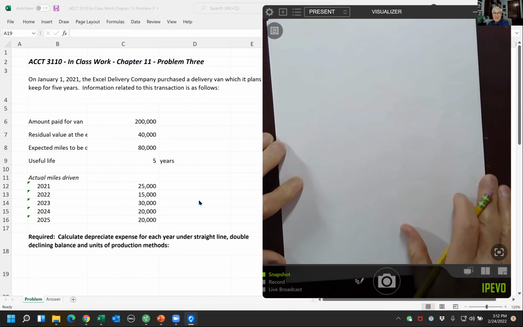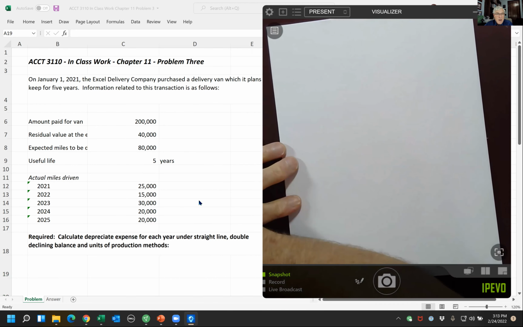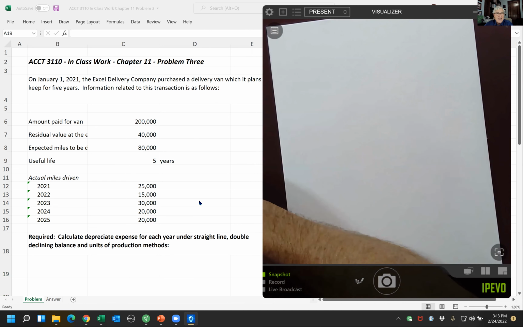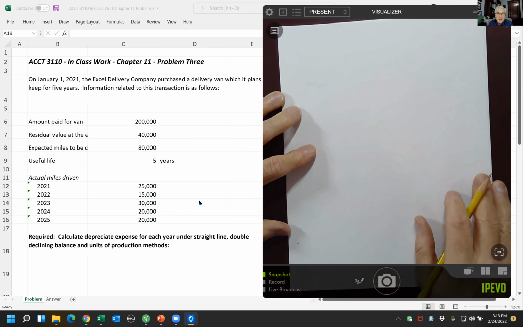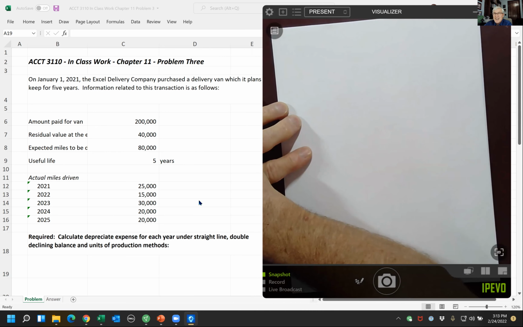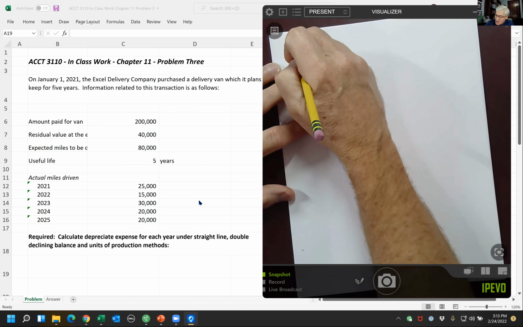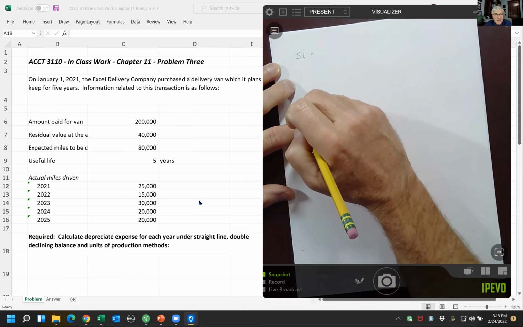All right, last one, and we'll call it a day or an evening for me. So we now have a $200,000 van, residual value of 40,000, expected miles to be driven 80,000. And it's going to be 5 years. Again, I use 5 years because I didn't want to have to write out 10 years of work here, make it easier for myself. In an exam problem, it'll be something maybe 3 to 5 years. So straight line. Okay. Again, so easy.